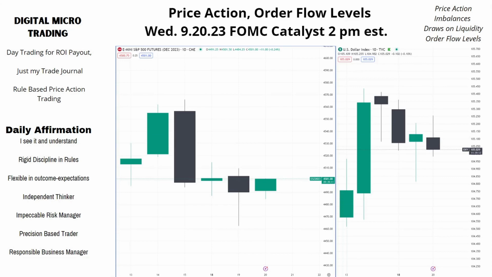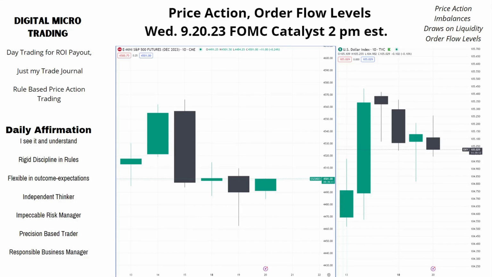Just my trade journal. Rule-based price action trading is what I do. Before I click any buttons, I do the analysis on the charts. Daily affirmation: I see it and understand. Rigid discipline and rules. Flexible on outcome expectations. Independent thinker. Impeccable risk manager. Precision-based trader. Responsible business manager.